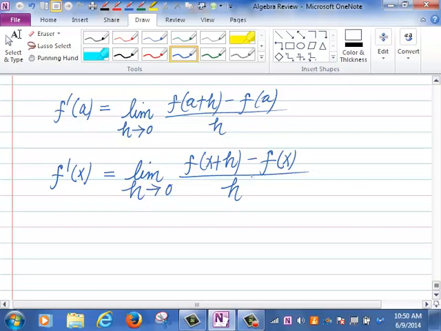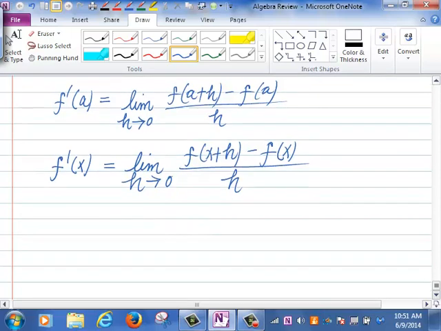So for every value of x, I have the value of the derivative at x. Okay? So I'm not talking about the derivative at just one particular point. I'm talking about the derivative as a function. So given a function f, it has a derivative function. So I'm thinking of the second one as for every value of x, there is a value of the derivative at x. So that defines a function. Okay? And so I call it the derivative function of f.